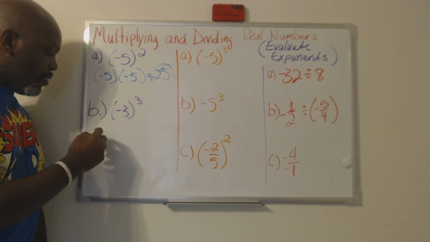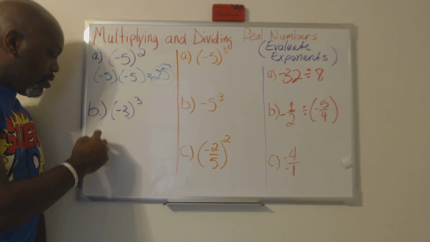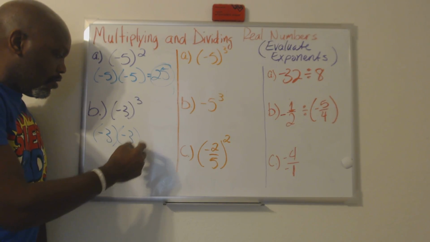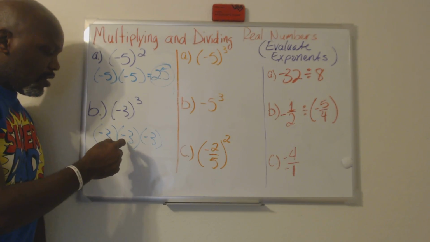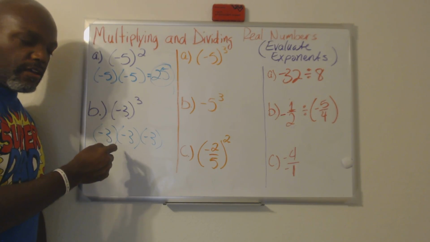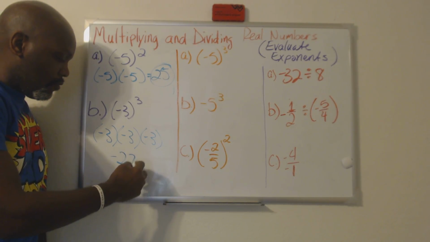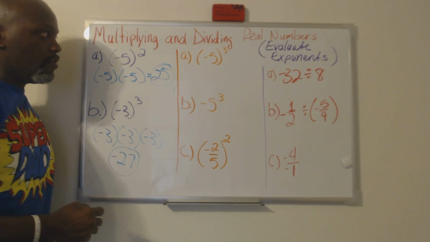On this particular problem, we have positive 3, and the negative 3 is inside the parentheses. So we keep negative 3 inside the parentheses. We have negative 3 times negative 3, which is 9. And then positive 9 times negative 3 is negative 27. Negative 27, okay, that's our answer.